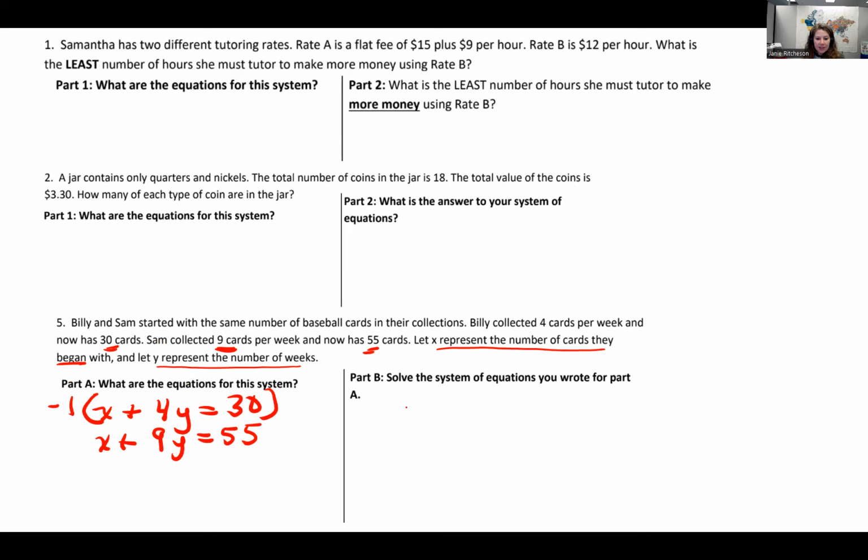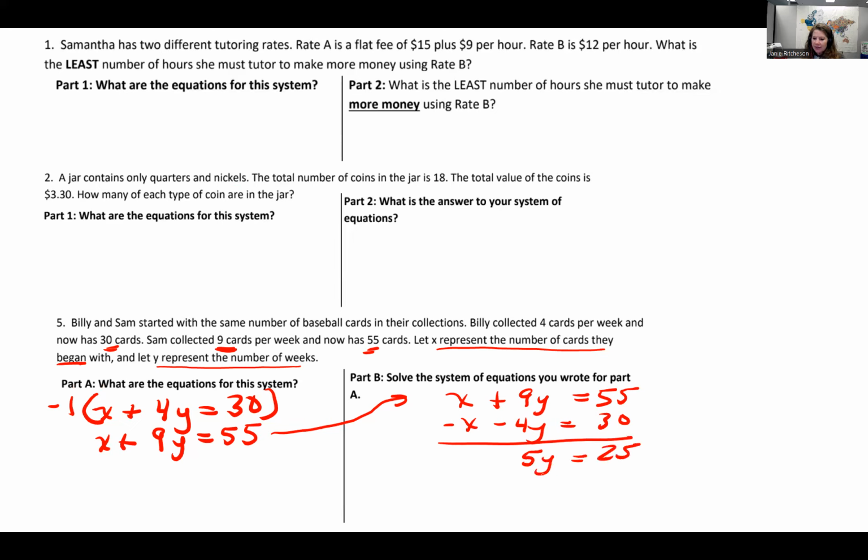I would do that over here. It says solve your system over here. So I would bring down my original second one. I'm just going to rewrite it. X plus 9Y equals 55. Then the top one, I'm going to distribute the negative 1. So my x's cancel. I have 5y equals 25. And when I divide by 5, I find out that y equals 5.